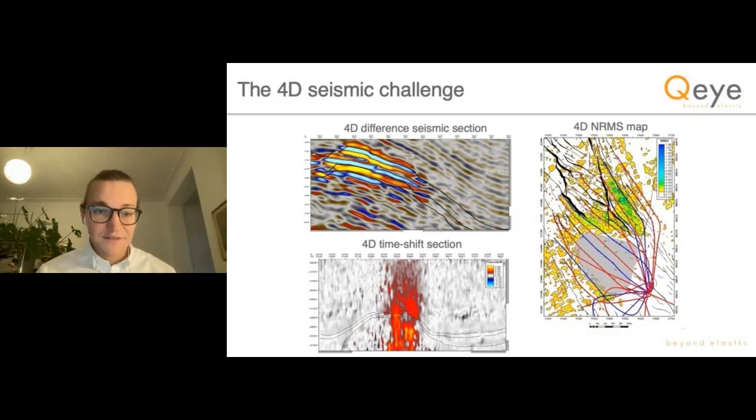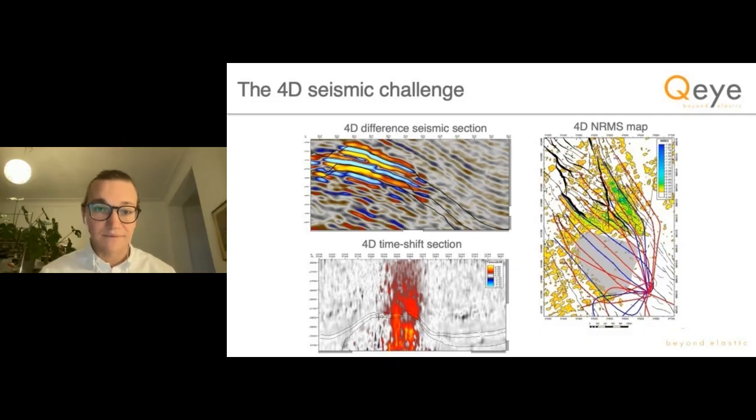So to begin with, just a broad overview of what we're actually trying to achieve with the 4D seismic problem. What we're trying to do is take multiple acquisitions over the same reservoir field so that we can look at the differences in the seismic amplitudes before and after production has taken place. And what we're looking at here is various different ways of visualizing the 4D seismic data.